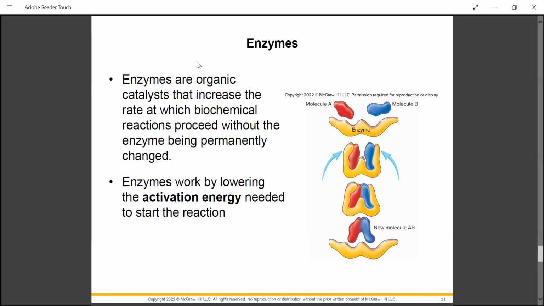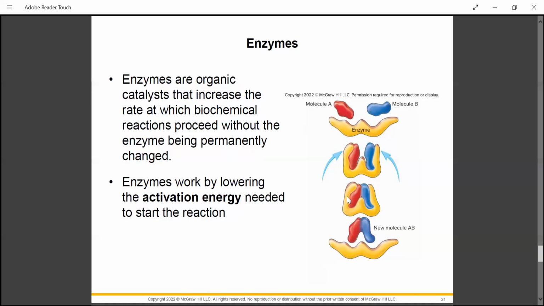So enzymes are organic catalysts. They increase the rate that our reactions proceed without that enzyme being permanently changed. So why this is important is because enzymes allow lowering of our activation energy needed to start the reaction.